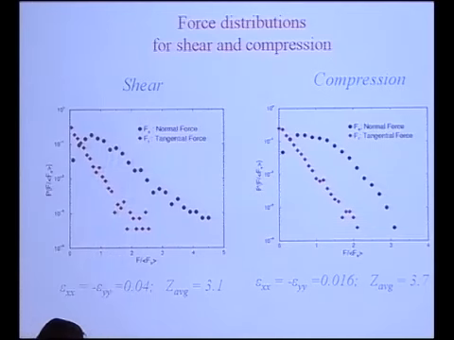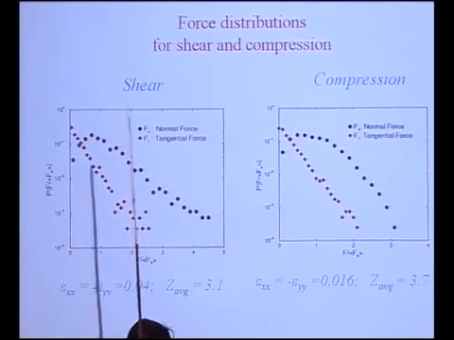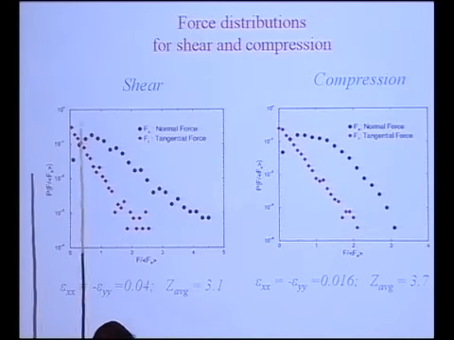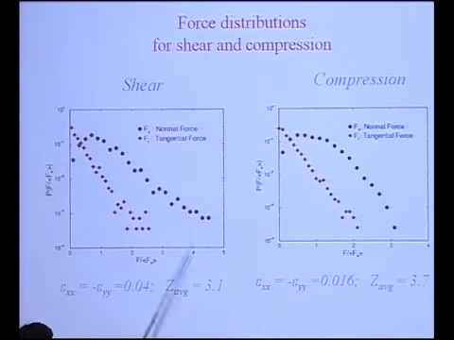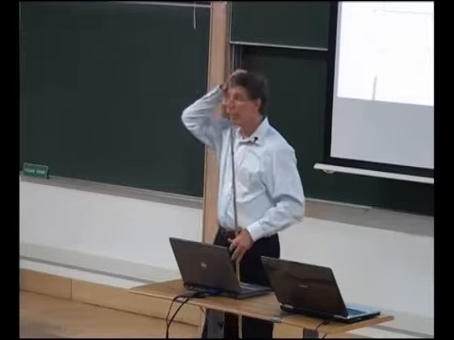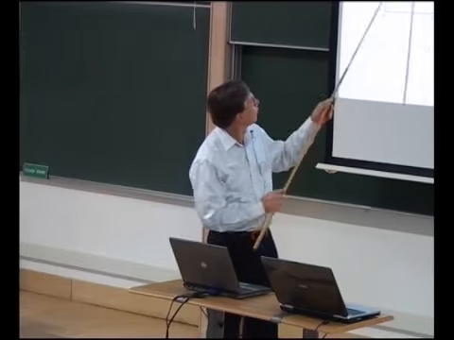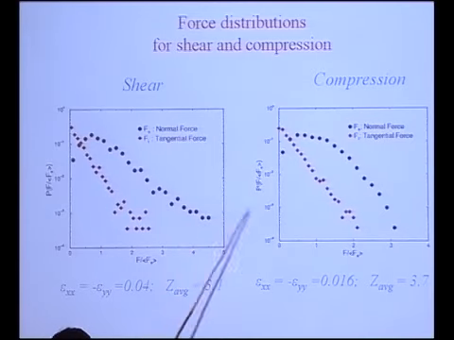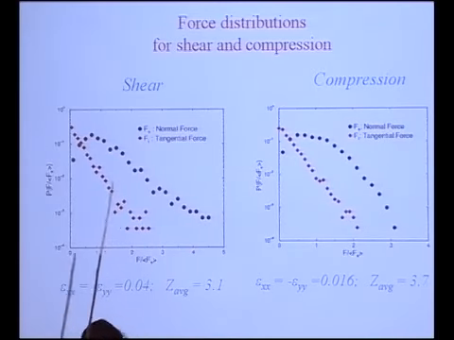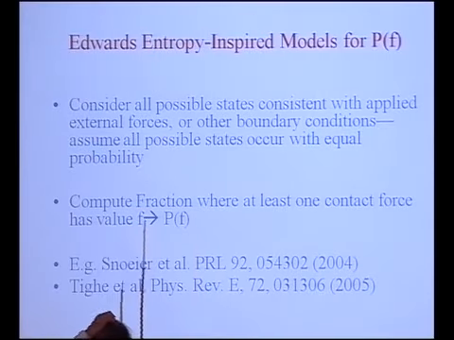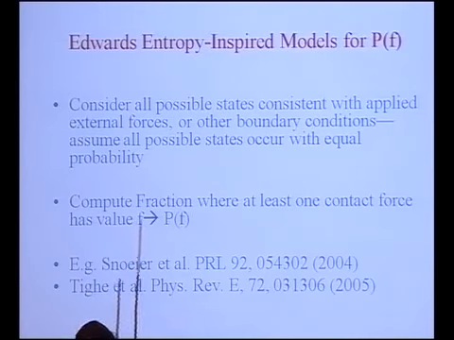It turns out that no matter whether you've prepared your system by shear or by compression, the frictional forces always have a very nice, clean exponential distribution. This is a log-linear scale, so exponential is a straight line. On the other hand, if you contrast the normal force distributions for shear and compression, there's clearly a difference. At least heuristically, that one is more or less exponential in the tail, and that one clearly is not. Maybe quasi-Gaussian.